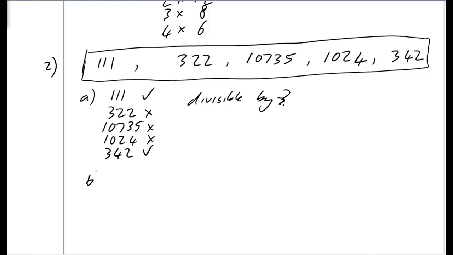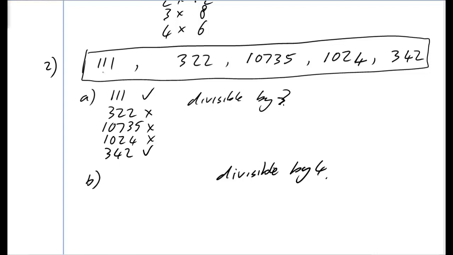Okay, let's look at part B. We want to find out if the numbers are divisible by 4. Now, if you look at the table on the top of page 55, it says a number is divisible by 4 if the number formed by the last 2 digits is divisible by 4. So let's have a look.